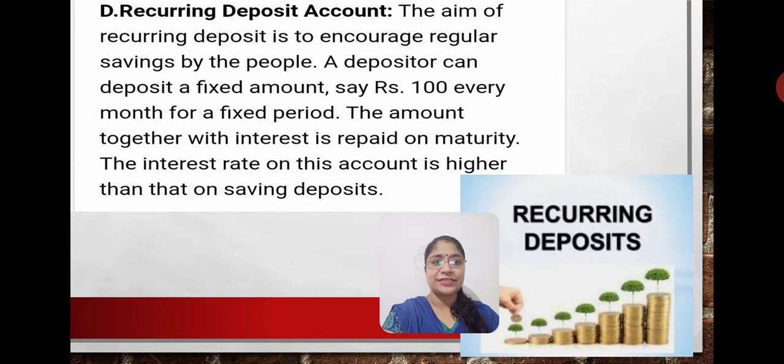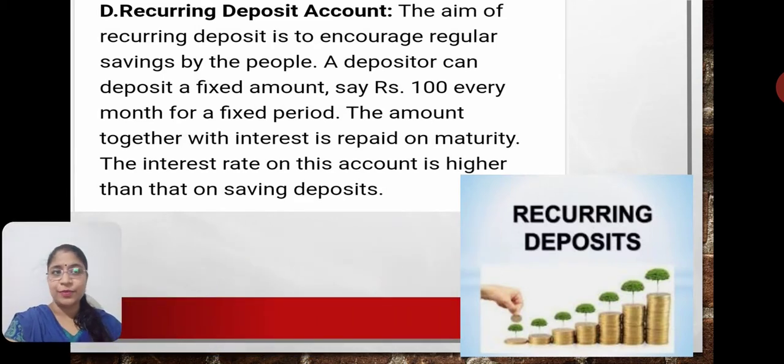Let us see the next one, that is recurring deposit account. The aim of this recurring deposit is to encourage the regular saving habit in people. Now don't get confused: fixed deposit is a fixed amount for a fixed period. Here, for example, we keep a fixed amount like 100 rupees or 500 rupees. Every month you have to give that fixed amount, 500 or 100, whichever is the amount.